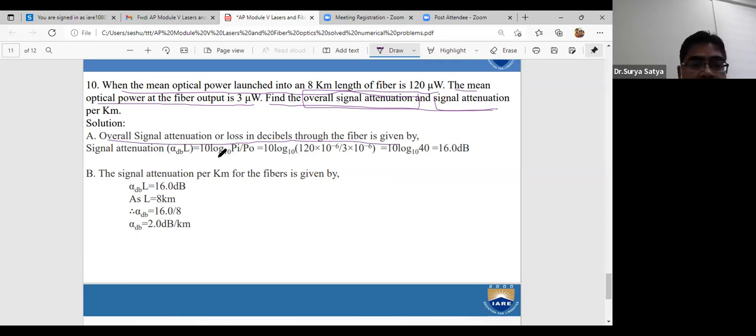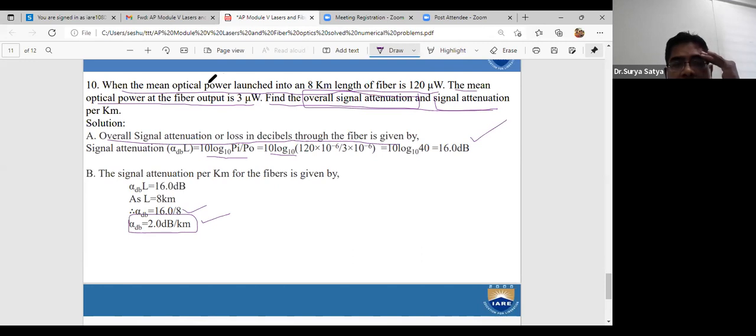Alpha dB L equals 10 log base 10 of Pi by P naught, which is 16.0 decibels. So the signal attenuation of the fiber is given by alpha dB L equals 16.0 decibels. As L equals 8 kilometers, alpha dB equals 16.0 by 8. Therefore the attenuation coefficient alpha dB is 2 decibels per kilometer. So this is what the question is.